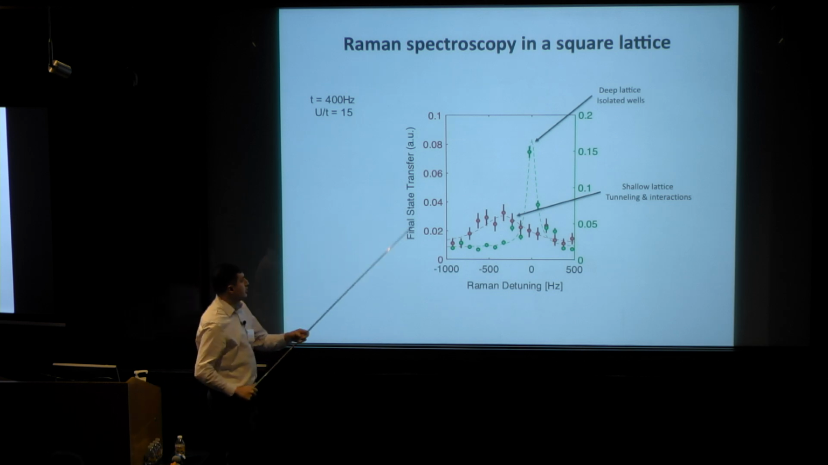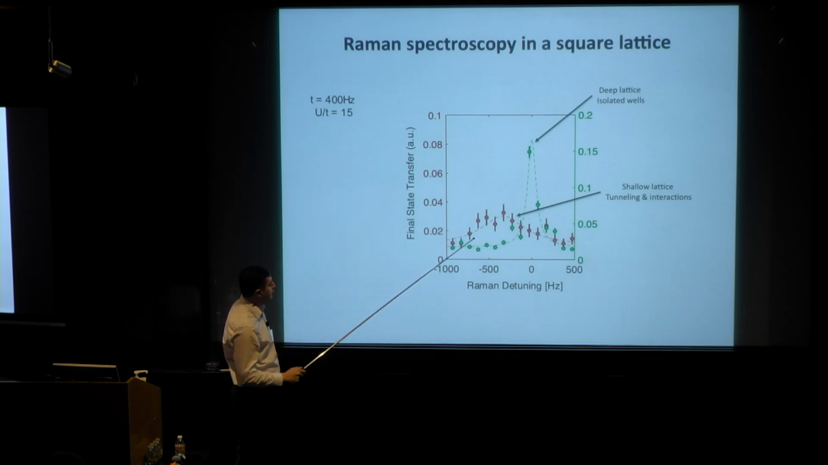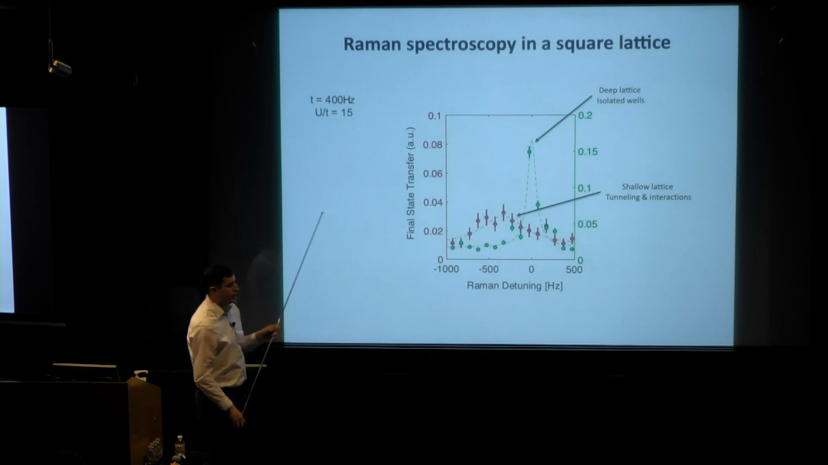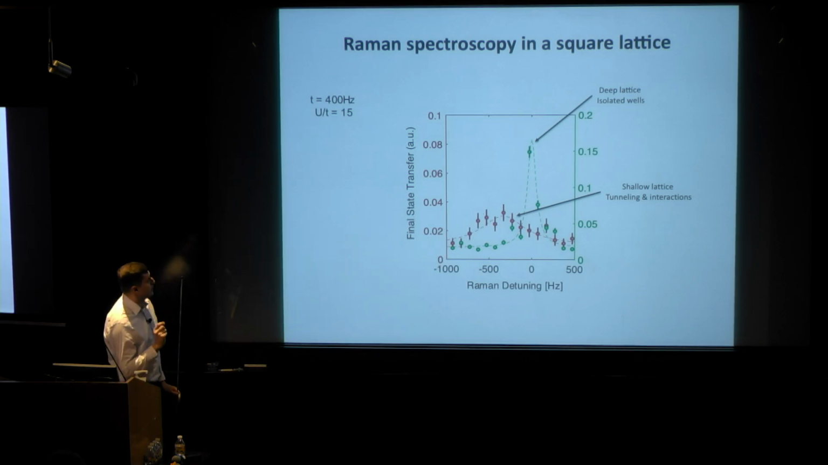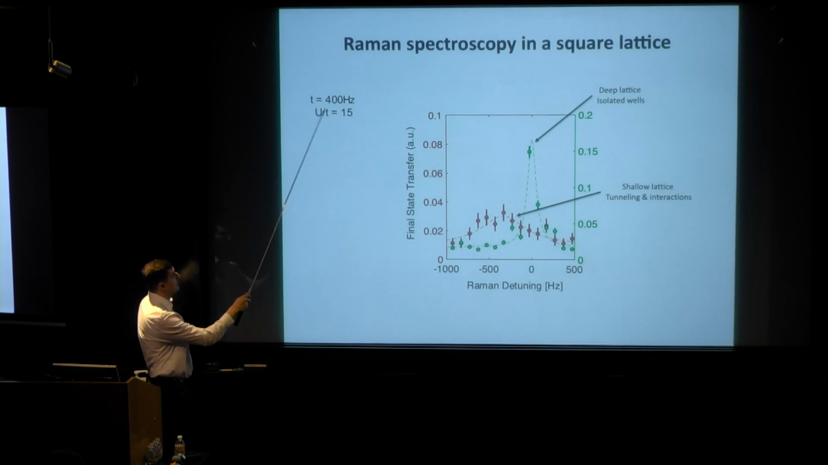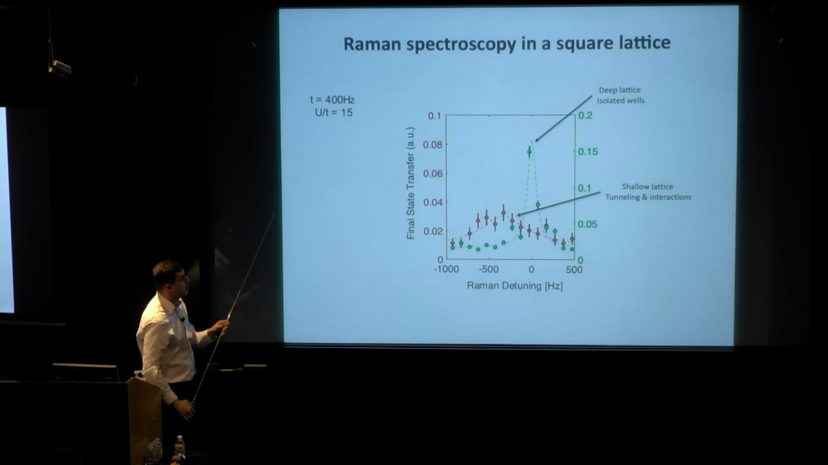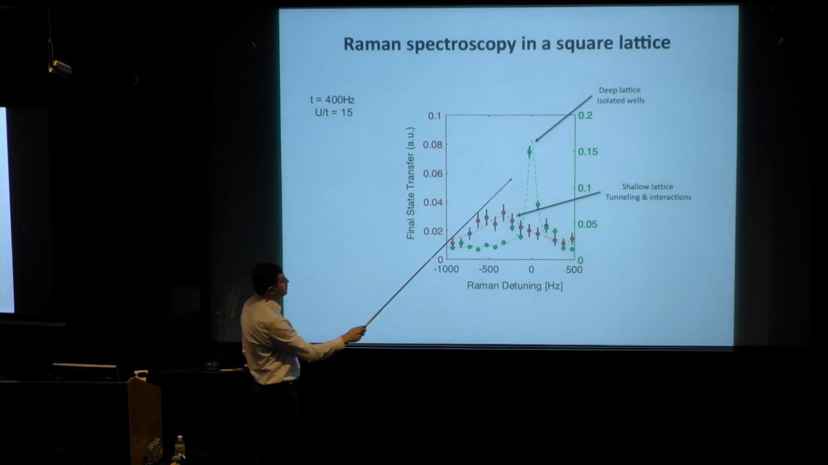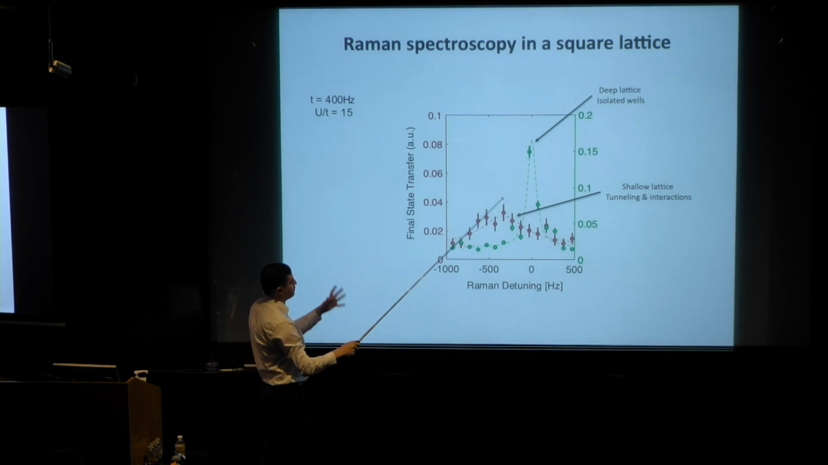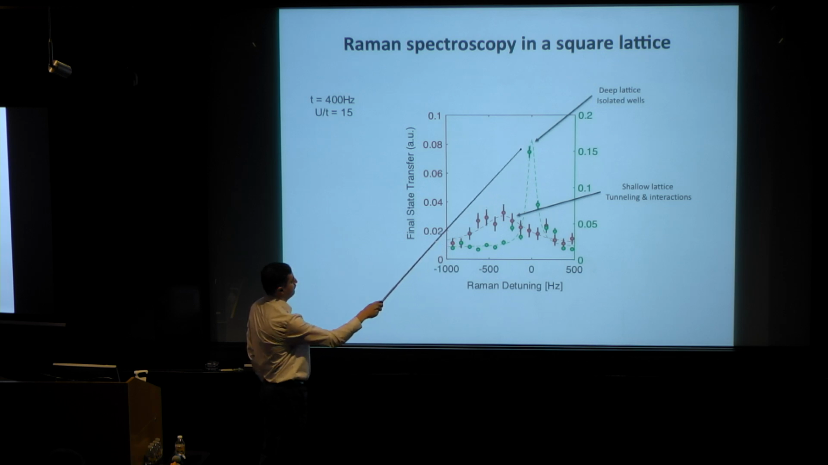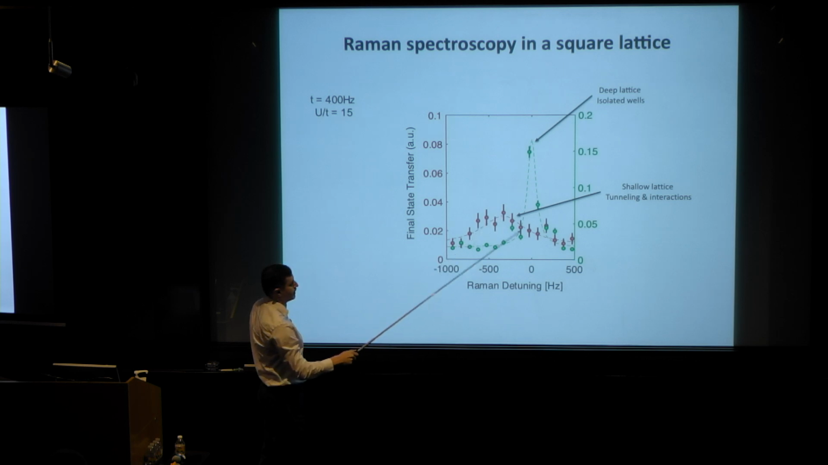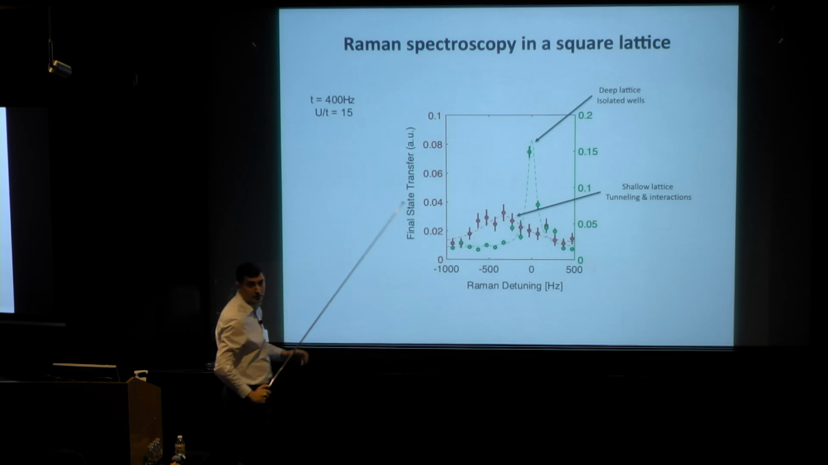OK? So we worked hard to achieve very good spectral resolution. Here, this is Fourier-broadened, but we were able to get a spectral resolution that's about a factor of an eighth of the tunneling. So the tunneling is about 400 hertz. We're able to get 50 hertz. And so here, if you go to a deep lattice, the atoms are isolated, and you just flip them at the hyperfine splitting. And here you can see if you introduce a finite U over t in a shallower lattice, you get these magnons.